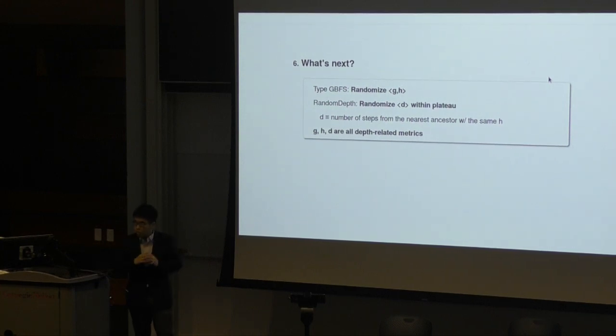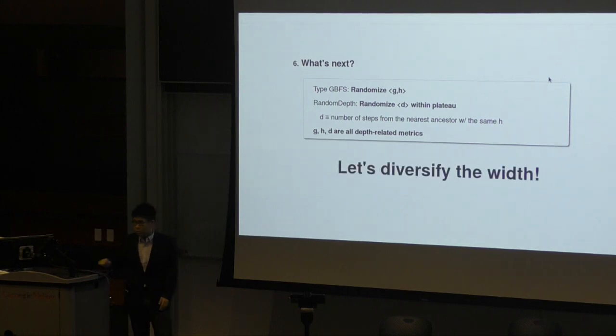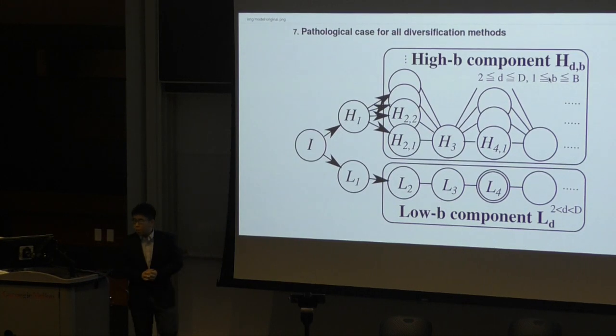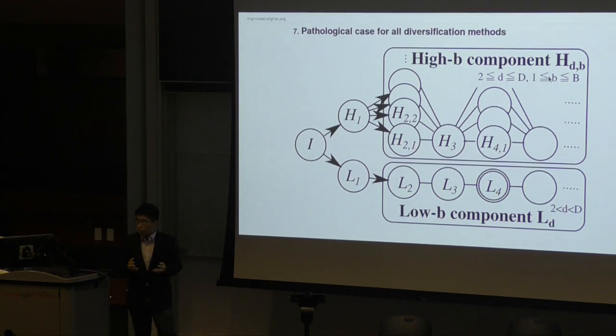What's next? So we already argued that the type GVFS and the random depth are all related to the depth direction in the search space. So why not diversify the width? The existing diversification methods all have pathological cases. As an example, we use this graph, which has a high branch component and a low branch component. In the high branch component, both the width and the depth are really large, maybe possibly infinite.